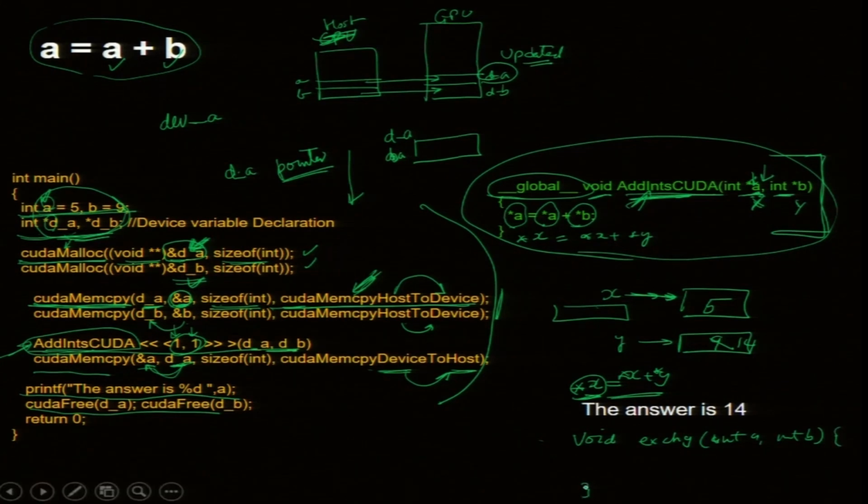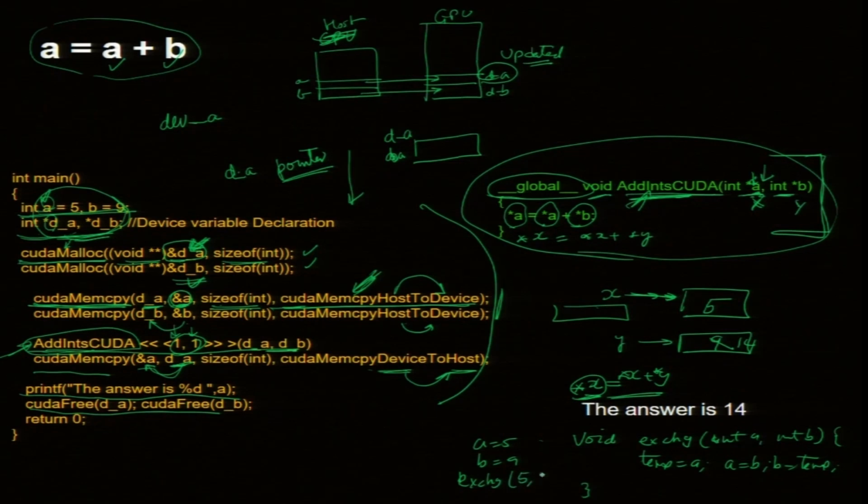So, how will I exchange two numbers? First, copy A to temp, then A can get B and B can get temp. Okay. So, A equal to 5, B equal to 9, exchange 5 comma 9. Will this code work? Okay, in temp. Will this work?